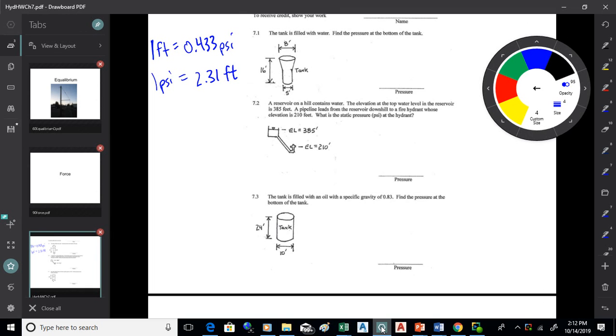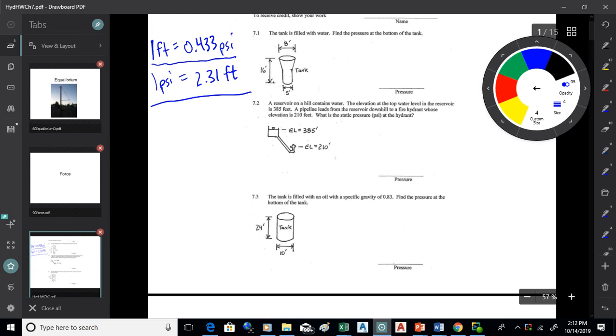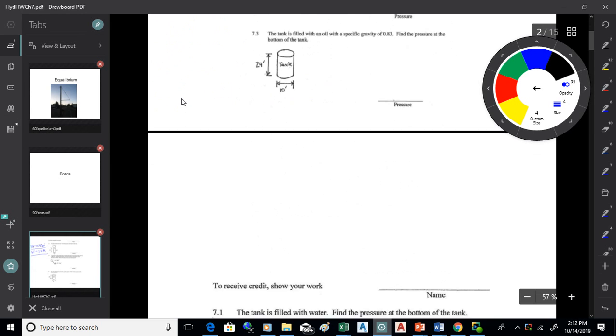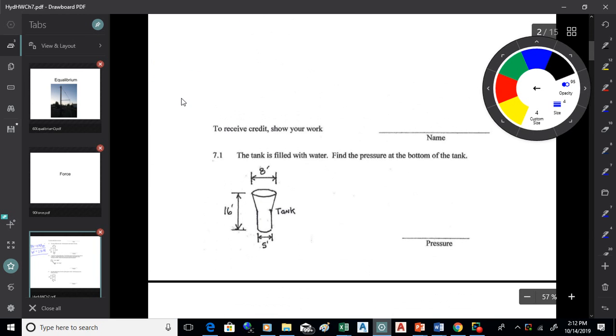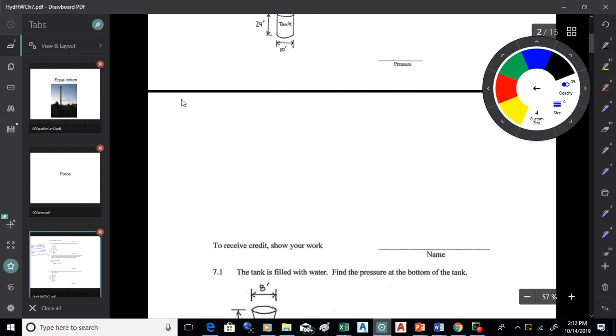So we've got the Chapter 7 homework that's due on Wednesday. The first bit of it is just based on these two relationships here, that 1 foot gets you 0.433 psi. And if you go the other way with it, you can say 1 psi is 2.31 feet. Okay. So these first few ones are just based on that depth in feet to pressure relationship.